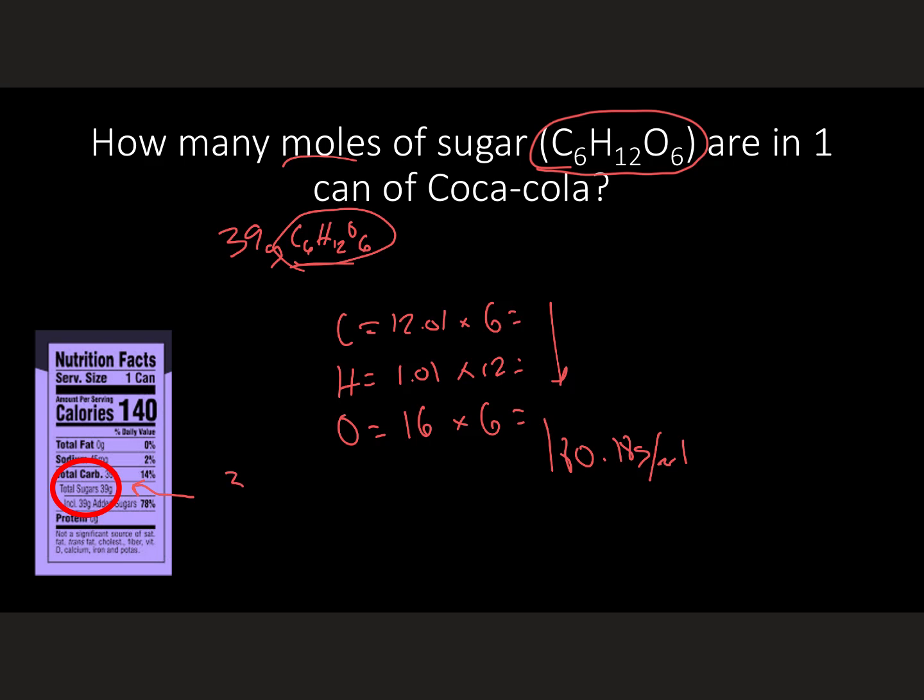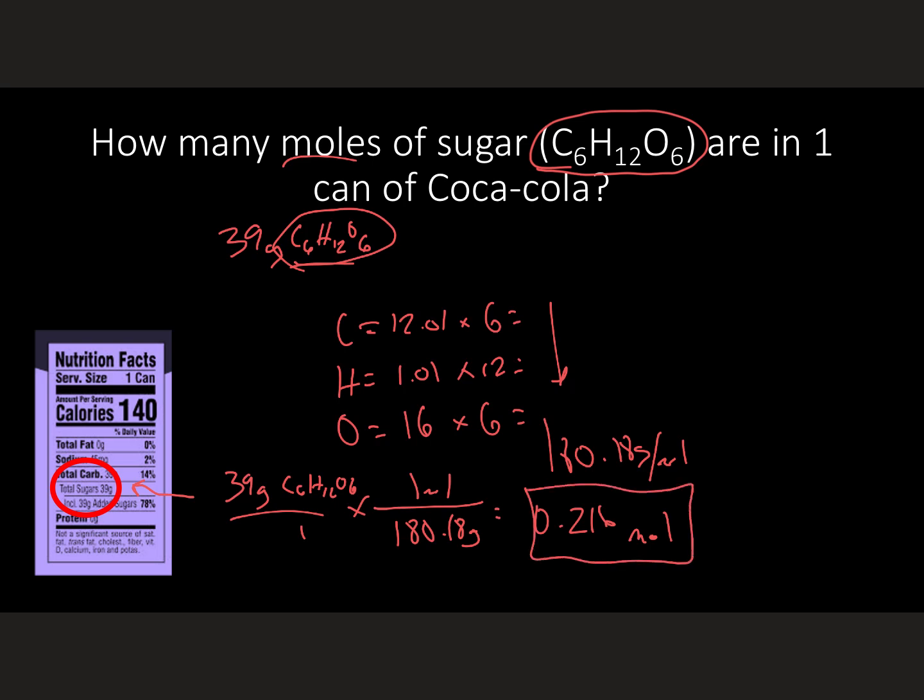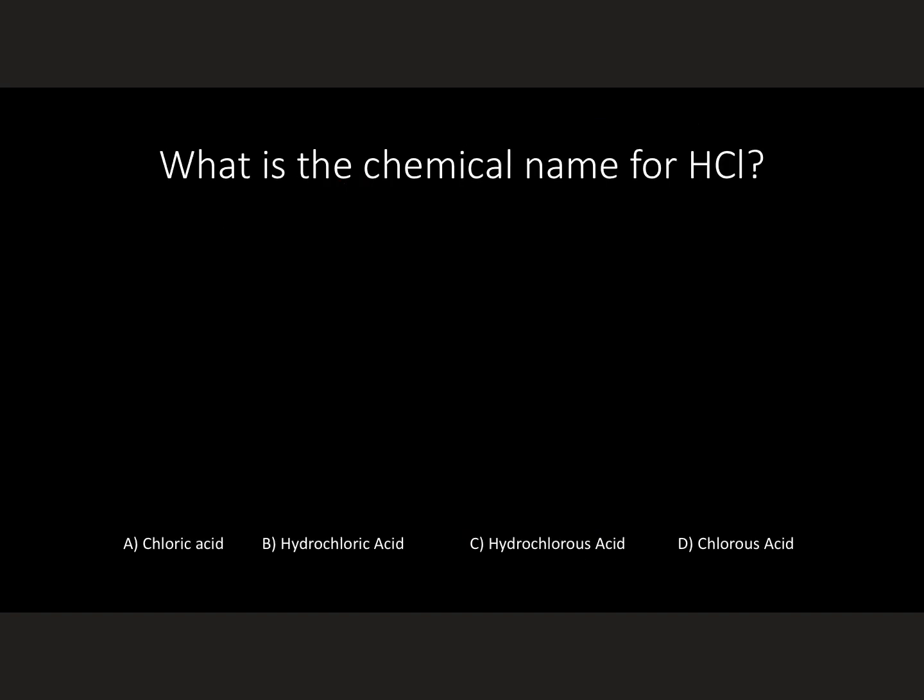So let's do 39 grams of C6H12O6 over 1, times 180.18 grams in 1 mole. That's going to give us how many moles of sugar there are in 1 can of Coke. And that comes out to 0.216 moles of C6H12O6.